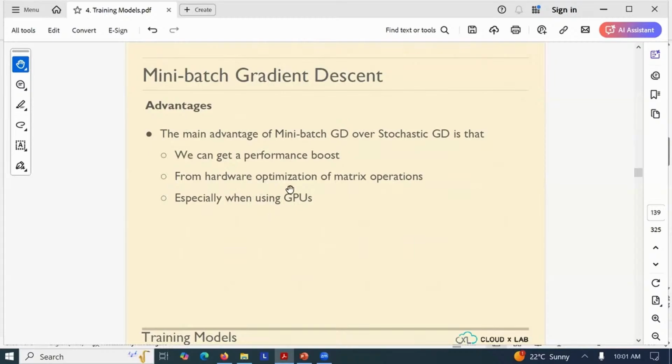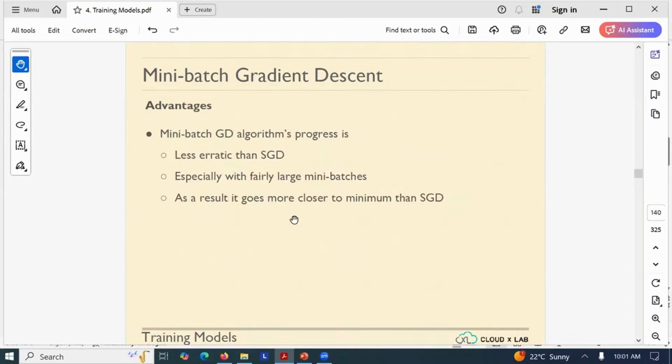So from a hardware point of view it is also optimized, because now we are doing matrix operations, right? The mini batch algorithm is more accurate than SGD, because in SGD we have a noisy gradient, while in mini batch we rely on a subset of data points to calculate the gradient. So the gradient will be more accurate, and this algorithm will produce less error compared to SGD, right?